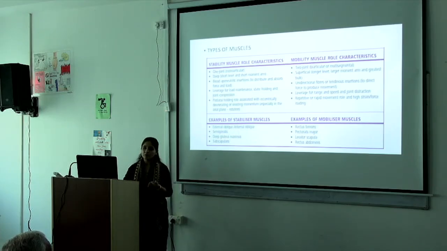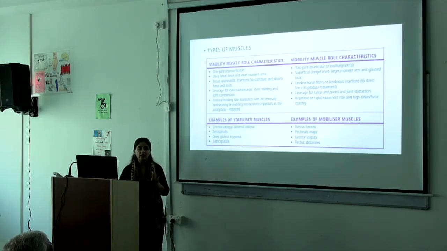So, the stability group of muscles, these are the local stabilizers. These are usually one-joint muscles, monoarticular in nature. These are deeply present in our body, have a leverage of load maintenance, static holding and joint compression, and they are responsible for the posture holding in the spine.